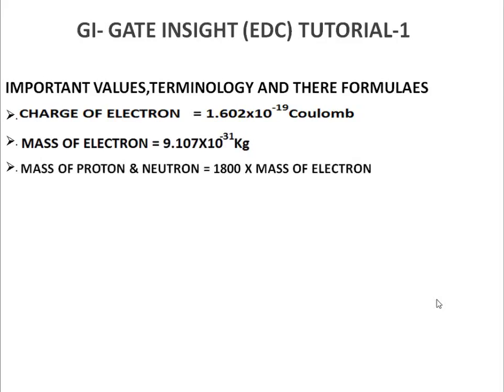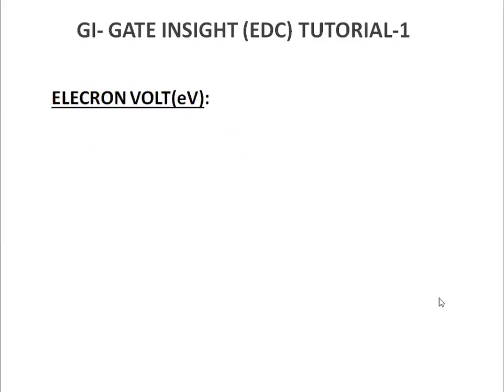And the mass of proton and neutron is equal to 1800 times the mass of electron. So from this we can understand that the mass of electron is very negligible in comparison to the mass of proton and neutron. Next we have the term electron volt.